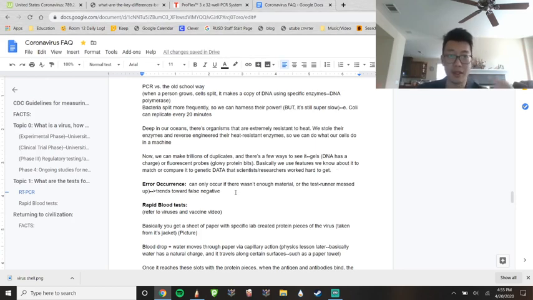Obviously, errors can occur. Errors can occur if there's not enough material. If we just got no viruses for some reason, or we accidentally swabbed their cheek. The outside of their cheek is not going to be useful. Or the test runner messed it up. Those are going to result in false negatives.